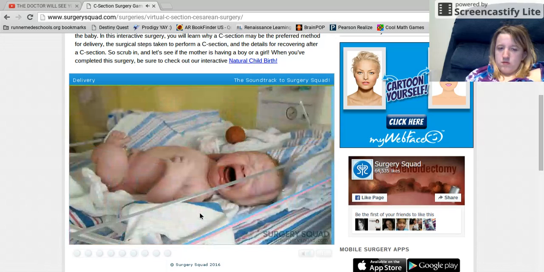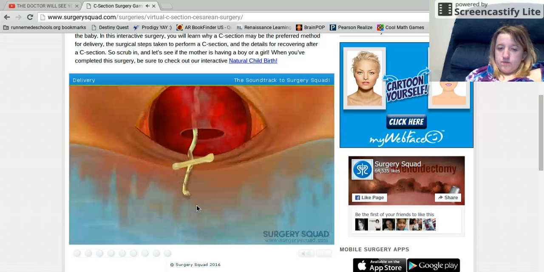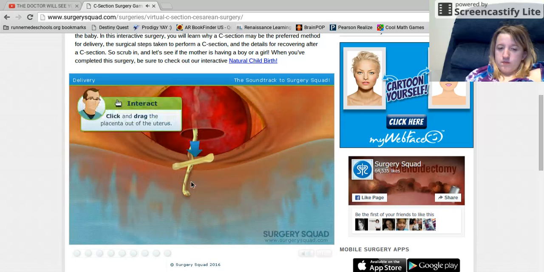It's a girl. Congratulations. Our team of nurses will take the baby to be cleaned, weighed, and examined before allowing her mother to hold her. In the meantime, we need to remove the placenta.